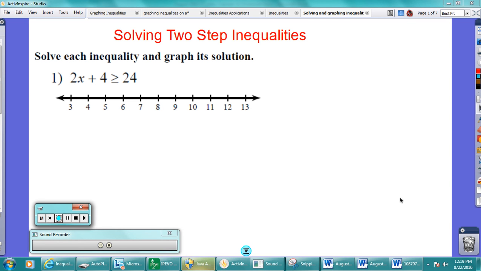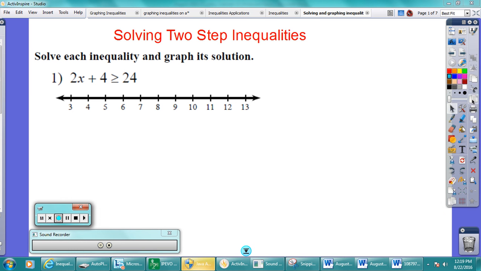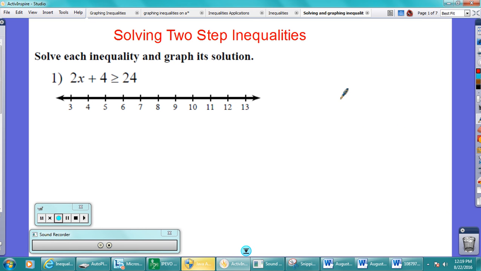Okay, so now we're going to talk about solving inequalities. We learned how to graph a one-variable inequality. Now we're going to talk about solving inequalities. The really cool thing about solving inequalities is it's exactly the same as solving an equation. Here, we would have an equal sign. Now, there's only a couple of differences, and we'll go over that.